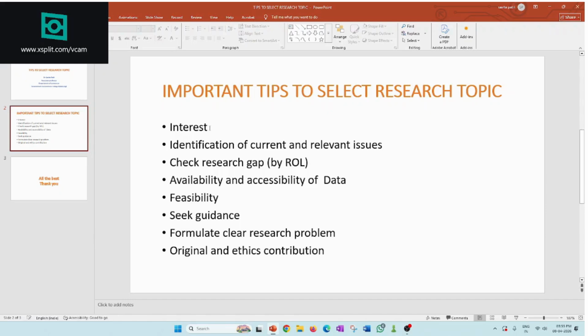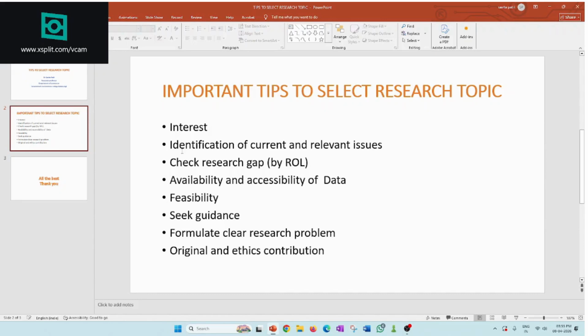Interest is very important in the selection of the topic. This means the area of your research studies. In which area? For example, if you are a commerce student, then your research area might be marketing, finance, HR, taxation, etc. In whichever area you have interest, you have to select a topic from that particular area. Okay, you have to go to that particular area to choose a research topic. This is the first thing.